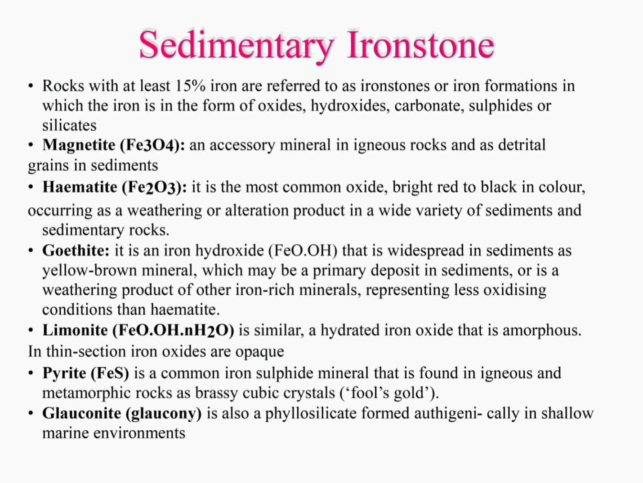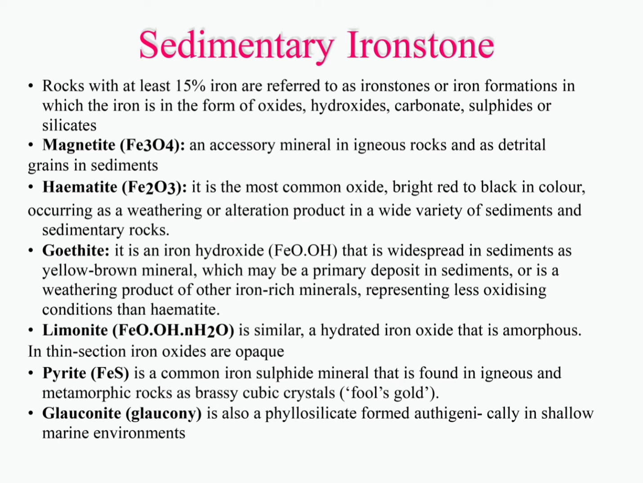Magnetite is an accessory mineral of igneous rock, and occurs as detrital grains in sediment. These magnetite grains get fragmented or disintegrated and act as detrital grains in sediment. So these are also sedimentary ironstones.